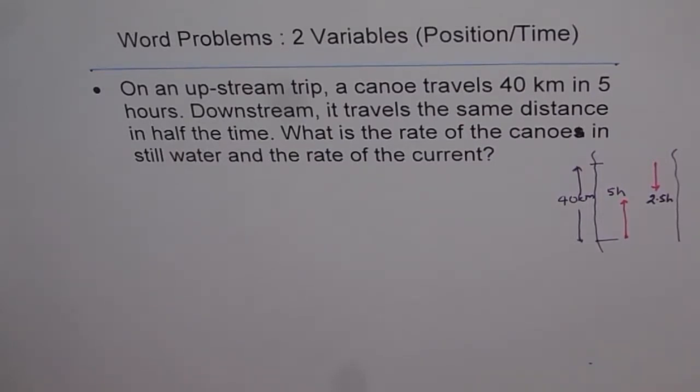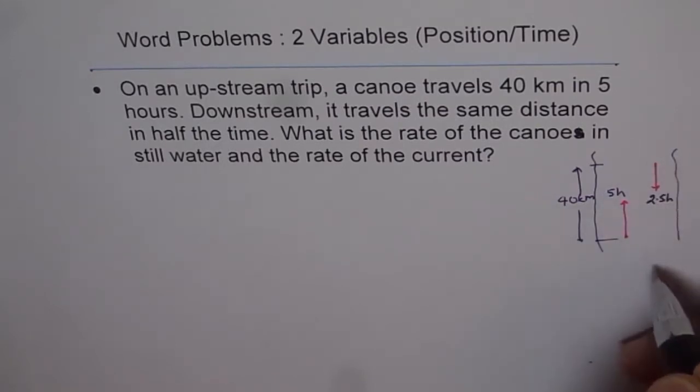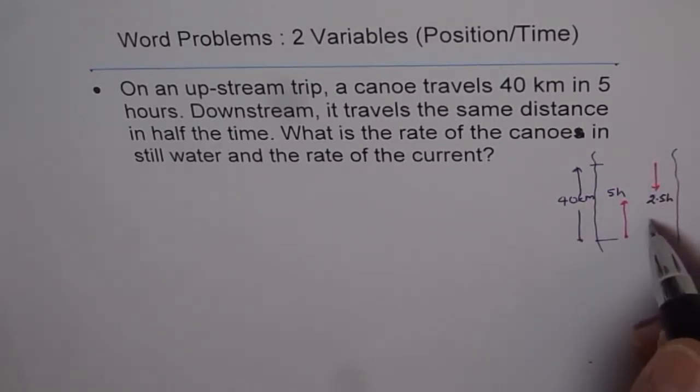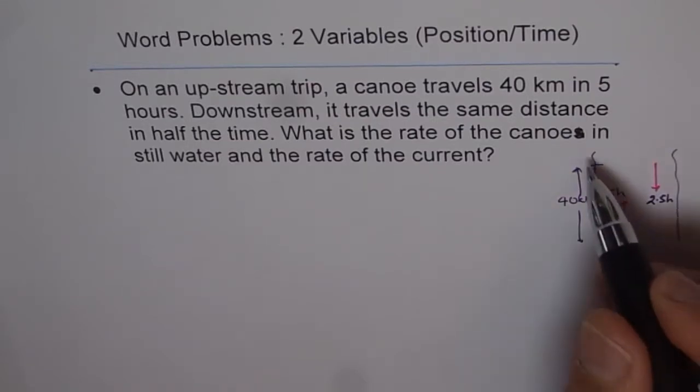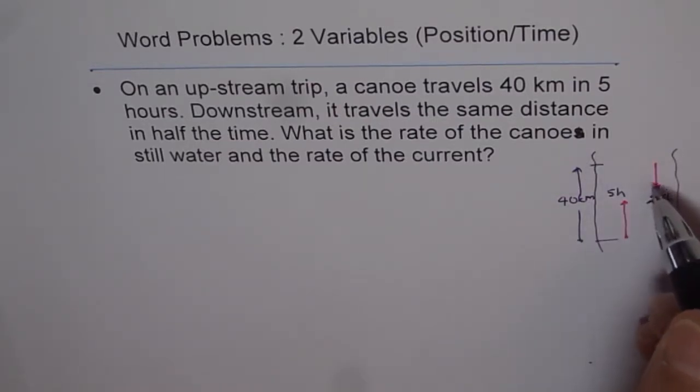Now, why is it so? It is so because the water current is downwards, right? So when the canoe is coming downwards, then its speed increases because of the water current.